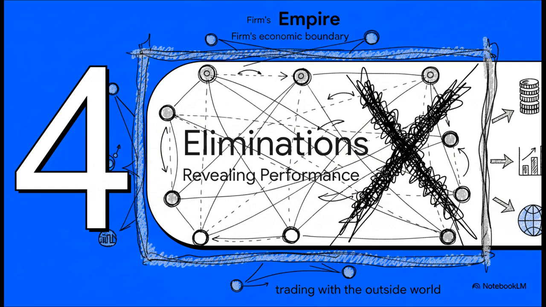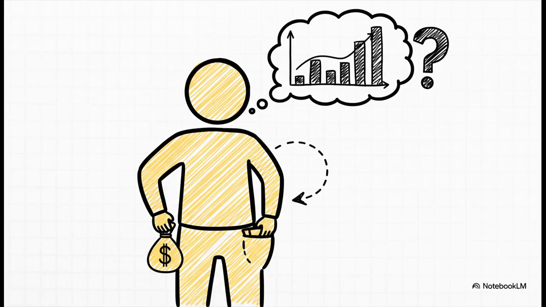Okay, so we've mapped the empire and we've accounted for all of its owners. The final step in presenting a coherent picture is to measure its true performance with the outside world. And to do that, we have to strip away all the noise of internal transactions. Here's the core problem we're trying to solve. If a subsidiary sells goods to its parent, has the consolidated group as a whole actually earned any revenue? The answer is no. It's just moving money from one pocket to another. Reporting this as an external sale would fundamentally misrepresent the group's true economic performance.